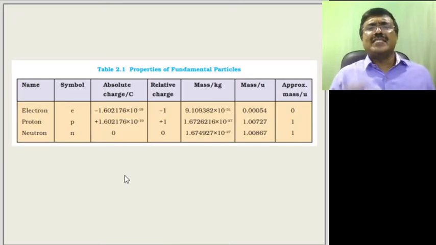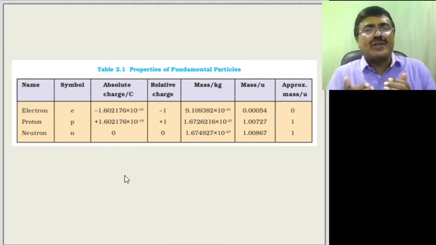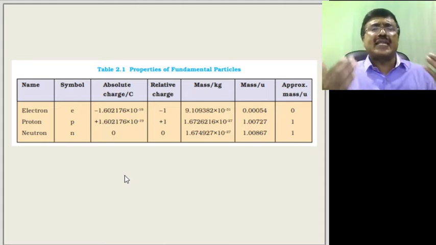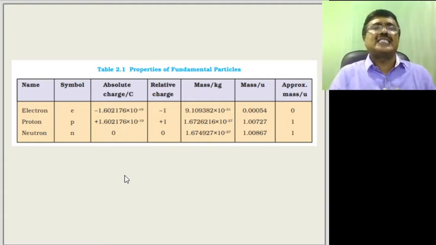Before going into the details, we briefly go through the three particles. We call them fundamental particles, but nowadays we know the particle physics has advanced, and proton and neutron are not truly fundamental particles. They are made up of quarks. You may be studying it in the physics class, but as far as we consider the structure from the chemistry point of view, we can consider these as fundamental particles: electron, proton, and neutron.